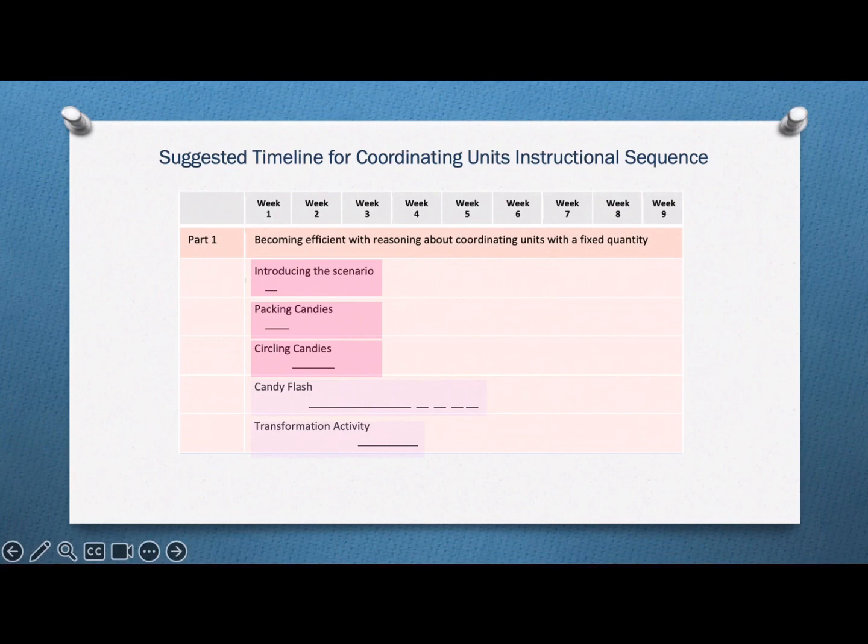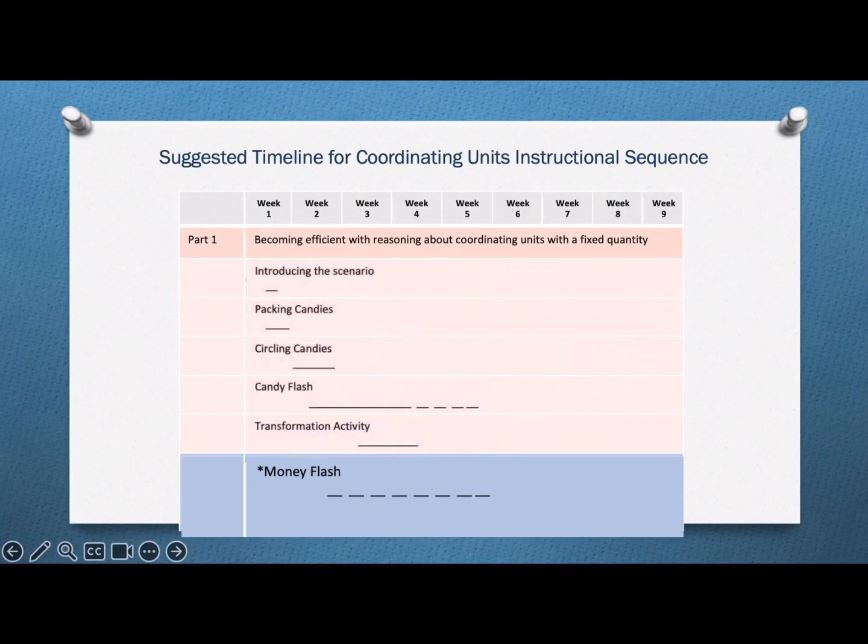The transformation task is appropriately used for several lessons with 1 or 2 tasks per lesson, with a thorough discussion of each task. A typical lesson at this time in the sequence might begin with 2 or 3 candy flash tasks, followed by several transformation tasks.